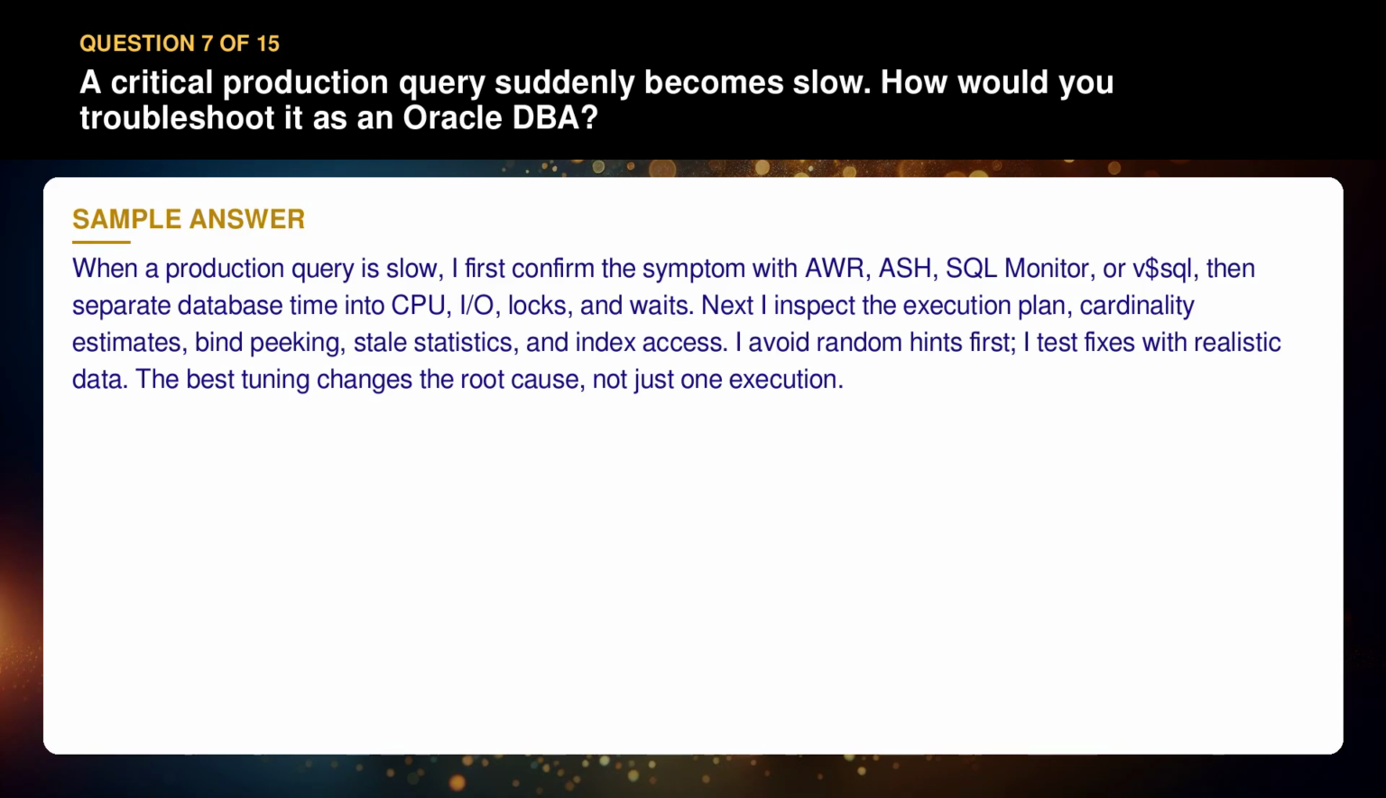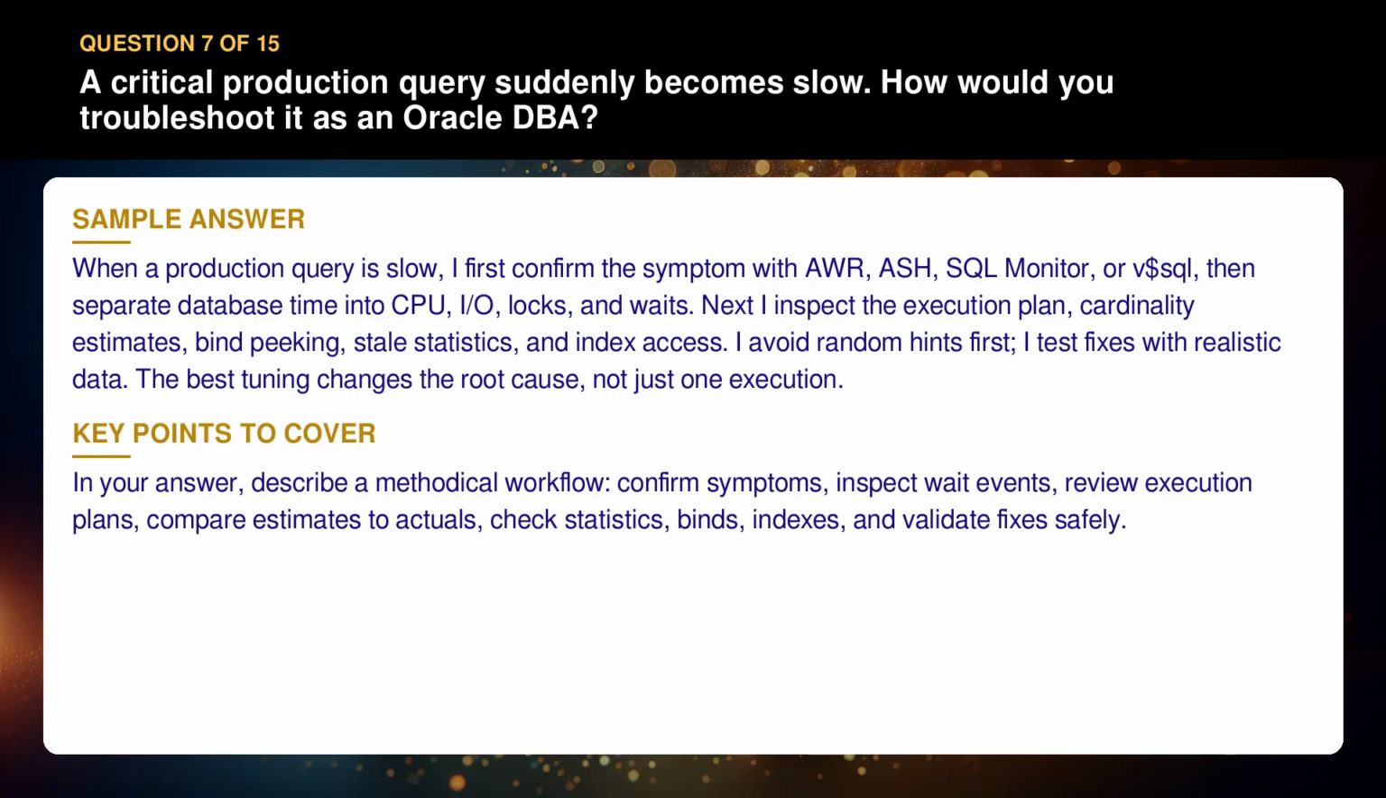I avoid random hints first. I test fixes with realistic data. The best tuning changes the root cause, not just one execution. In your answer, describe a methodical workflow. Confirm symptoms, inspect wait events, review execution plans, compare estimates to actuals, check statistics, binds, indexes, and validate fixes safely.